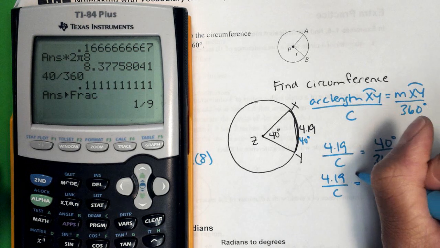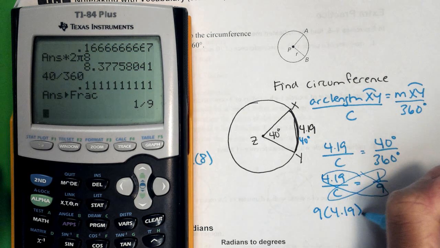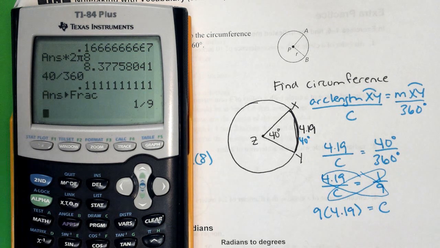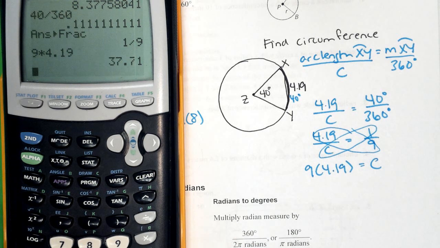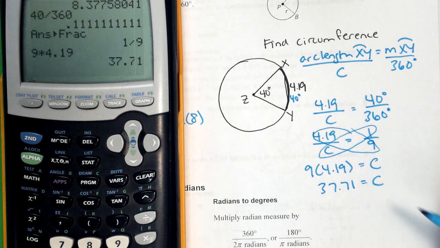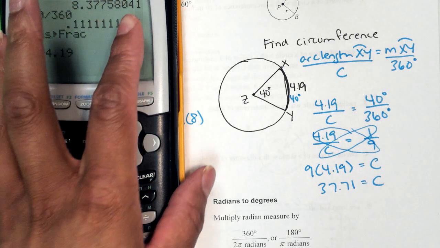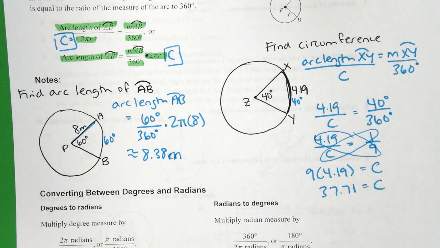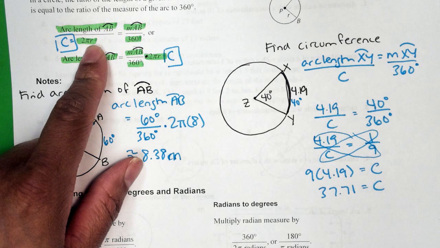And now I can cross multiply, or we talked about the butterfly method some time ago. So I have 9 times 4.19 equal to c times 1, which is just c, which is what we're looking for, which stands for circumference. And so when I type in 9 times 4.19, I end up with 37.71 for c. And that is our circumference. Okay, so that is our two examples involving the arc length. So we have one where you can find the arc length, and one where you can find the circumference, and knowing circumference is 2 pi r.